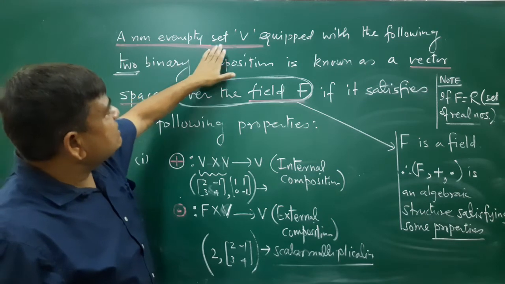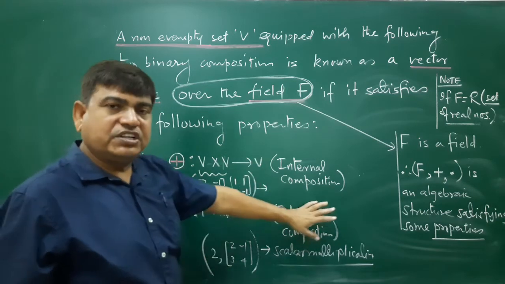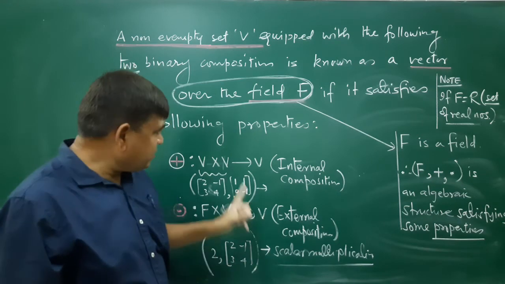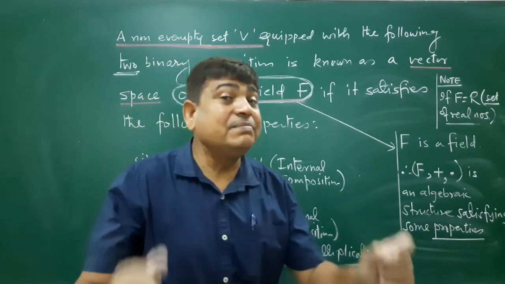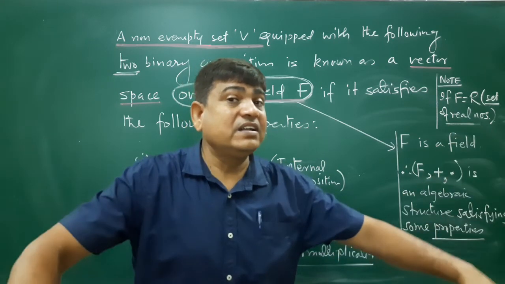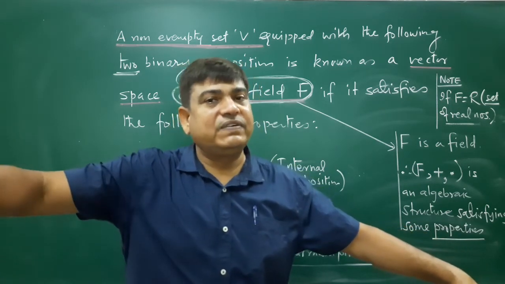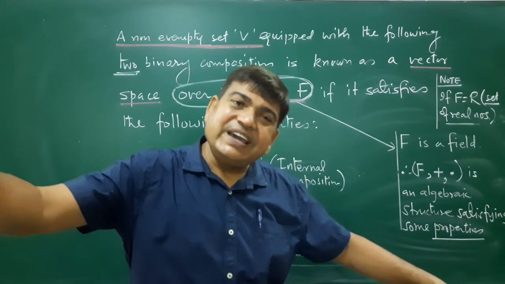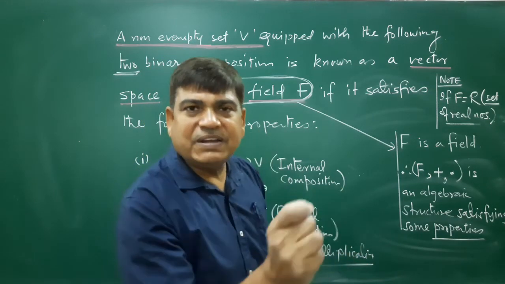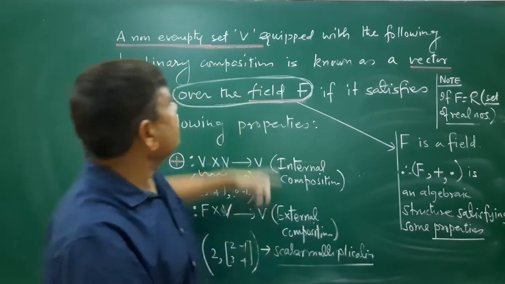A non-empty set V along with these two binary compositions, one is addition, other is scalar multiplication. So here addition means addition of elements of V, and what is the name of the element of V? That is vector. And here vector is not the vector quantity that is defined in vector algebra. If V has the elements in the form of matrices, then our vector element is the matrix. Here matrix is treated as the vector and that is the element of set V.